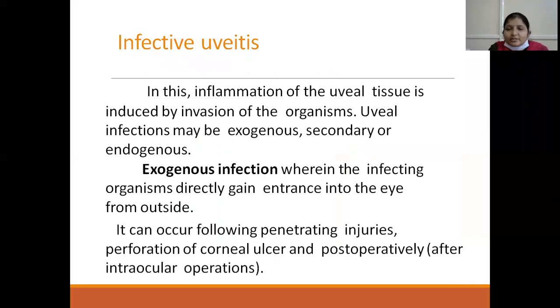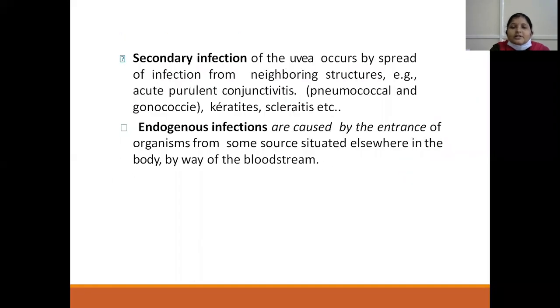Coming to infective uveitis. Here, there is inflammation of the uveal tissue because of invasion of organisms into the uveal tissue. This invasion can be exogenous, endogenous, or due to secondary infections. So what does exogenous infection mean? Here, the infective organisms gain entry into the iris directly through the anterior chamber from outside. So how can it occur? It occurs during penetrating injuries, or due to perforation of a corneal ulcer, or following surgeries like intraocular surgeries, such as cataract surgery.